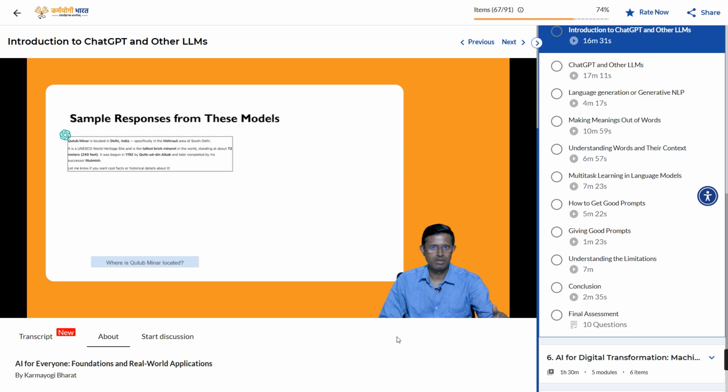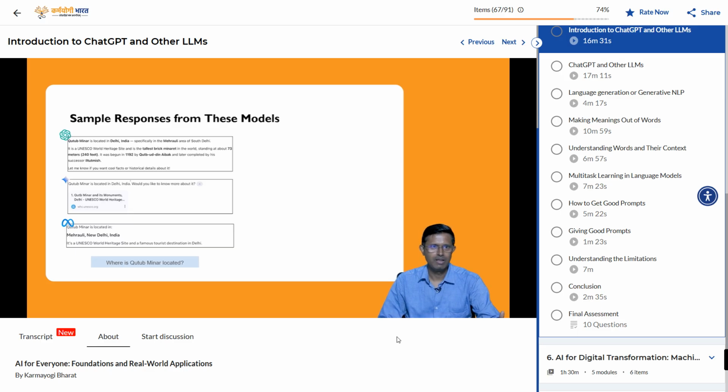Then the same question when we give to Gemini, this is the response that we got, which says Qutub Minar is located in Delhi, India. So it's a city name that it is mentioning, and that is correct. And to get additional information, Gemini is attaching a document or a link from where we can get some additional information, like from the UNESCO, this document is there. Then when this question was given to Llama, it gave a very fine-grained answer saying that it's located in Mehroli, New Delhi, India. And it also then gave some additional information like it's a UNESCO World Heritage Site and a famous tourist destination. So if we look at these responses, what we see is that all of them are correct.